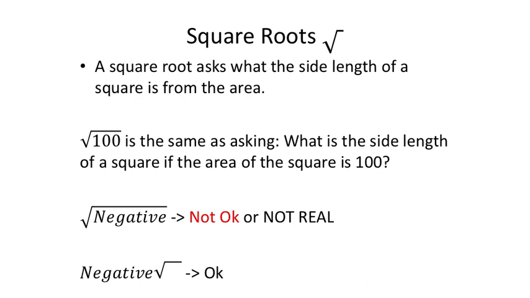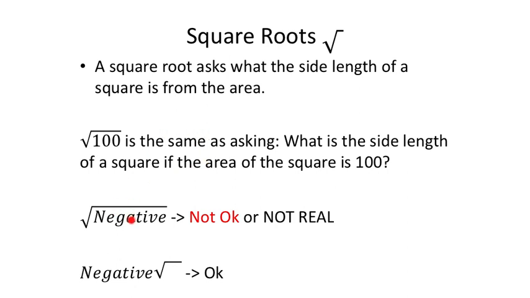But here's the thing: if it says find the square root of a negative, this means the negative is on the inside of the square root. That's not okay, because there's no number that I can multiply by itself to get a negative. Negative 5 times negative 5 would be positive 25. Negative 3 times negative 3 would be positive 9. You can't multiply two negatives together to get a negative.